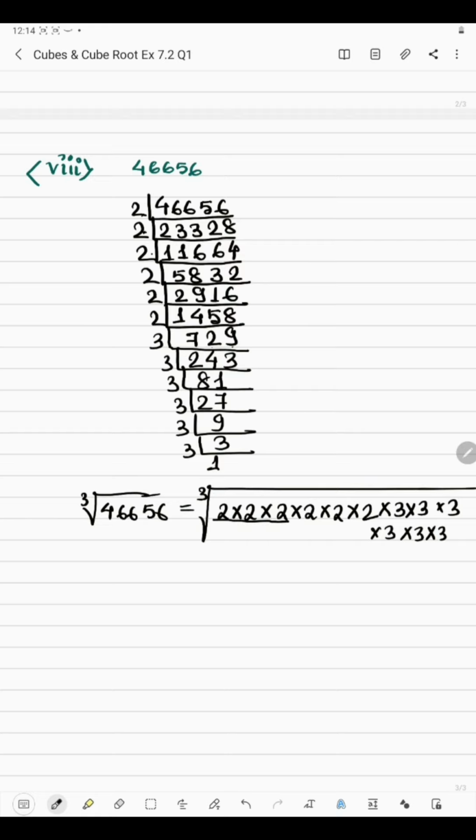So from these 3 2's we'll take 1 2, from these 3 2's we'll take 1 2, from these 3 3's we'll take 1 3, and from these 3 3's we'll take 1 3. So 2 2's are 4, 4 3's are 12, 12 3's are 36. So the cube root of 466656 is 36.